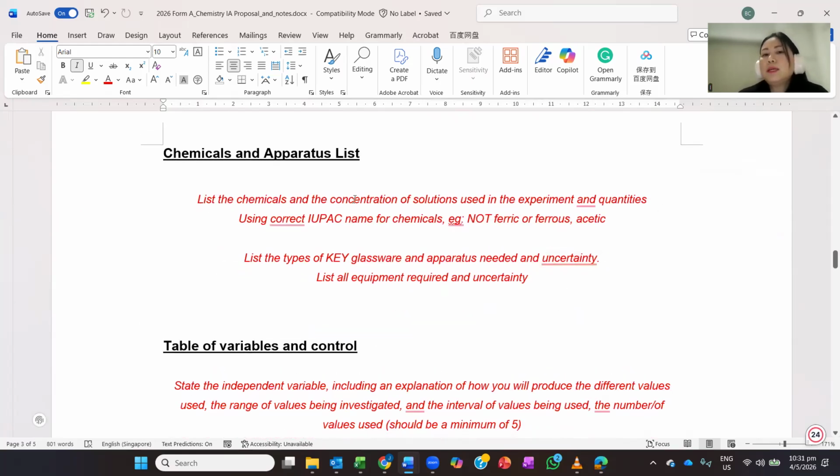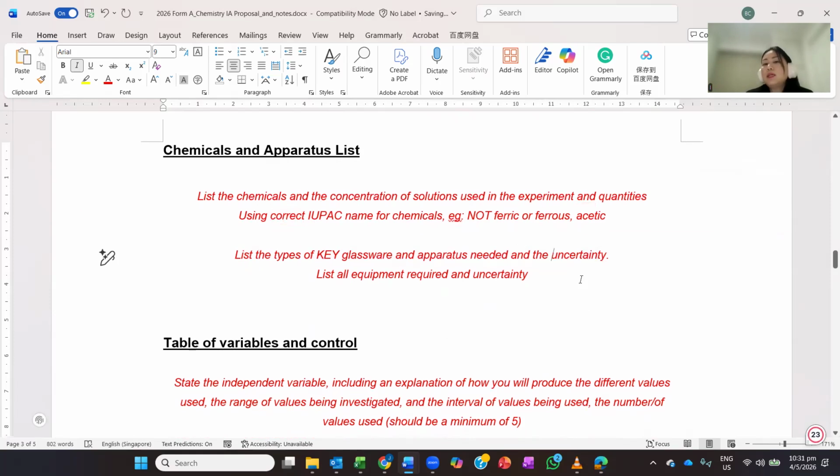Okay, the chemical and apparatus list. So you list out all the chemicals that you're using, the concentrations that you're using, the quantities you're using. Use the IUPAC name for the chemicals, not ferric, ferrous, cupric. Key in the glassware: volumetric flask, how many ml, pipette, how many ml, burette, how many ml, and the uncertainty. So uncertainty is in the Excel sheet. These are all the equipment. If you use a pH meter, what's the uncertainty? You use a thermometer, what's the uncertainty? You use an oven, what's the uncertainty?